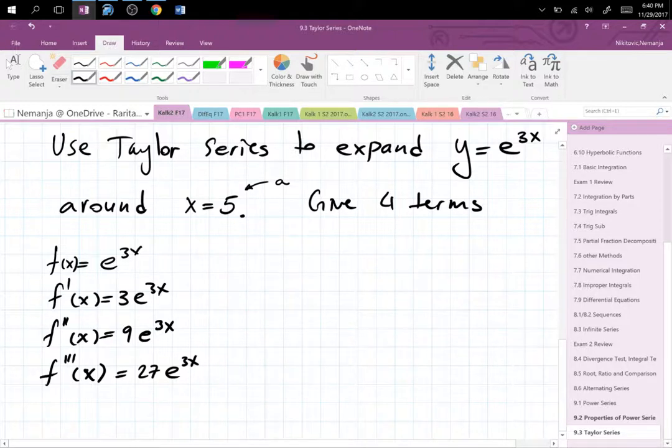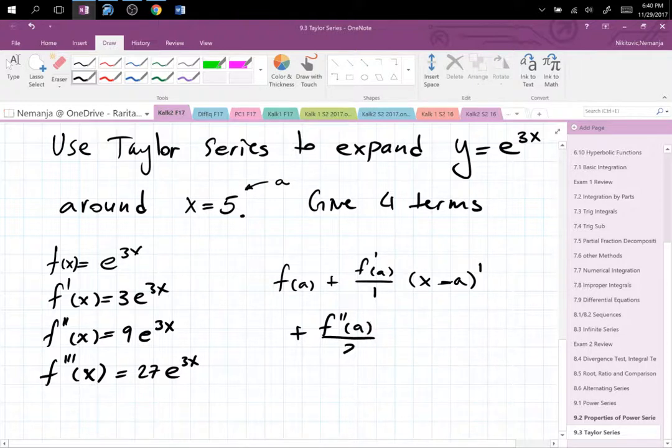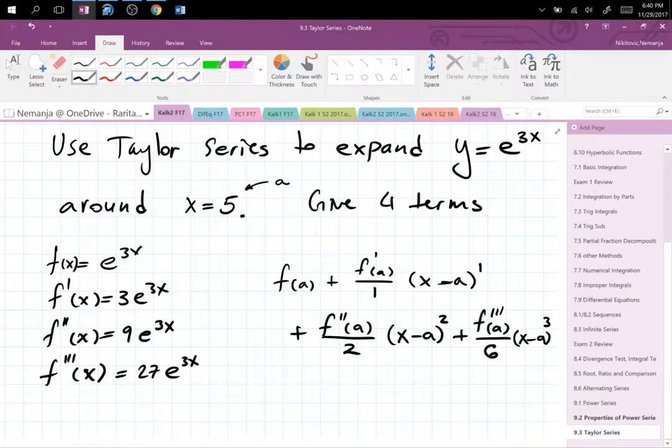says that you are supposed to take f of a plus f prime of a divided by 1, x minus a to the first power, plus the second derivative at a divided by 2 factorial, which is 2, x minus a squared, plus the third derivative computed at a divided by 6, x minus a cubed. Now this is an approximation because we are using a finite amount of terms, just 4.